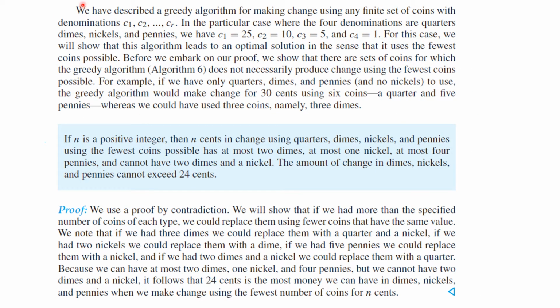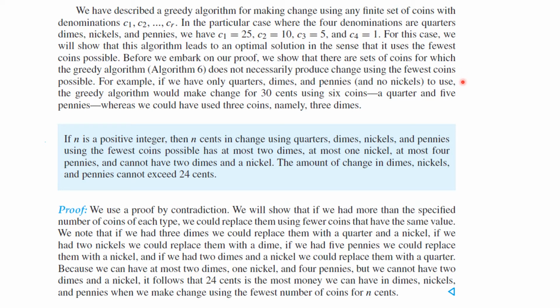Now, that's the greedy algorithm, and in particular, when the denominations are quarters, dimes, nickels, and so on, C1 would be 25. Then we go to dimes, nickels, and pennies. In this case, we will show that this does lead to an optimal solution. But before we prove this, we're going to show that there are sets of coins for which the greedy algorithm does not necessarily produce change using the fewest coins possible.